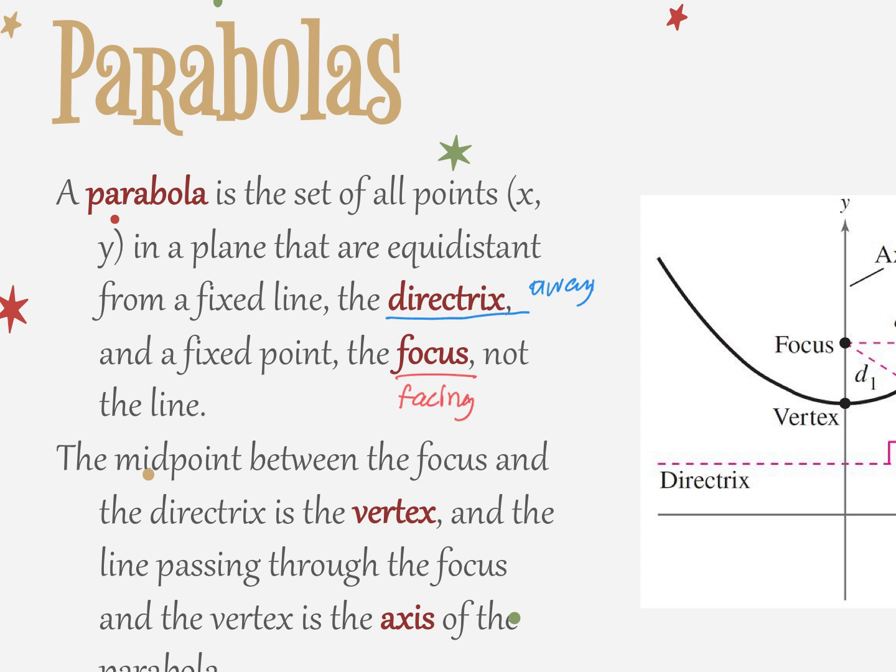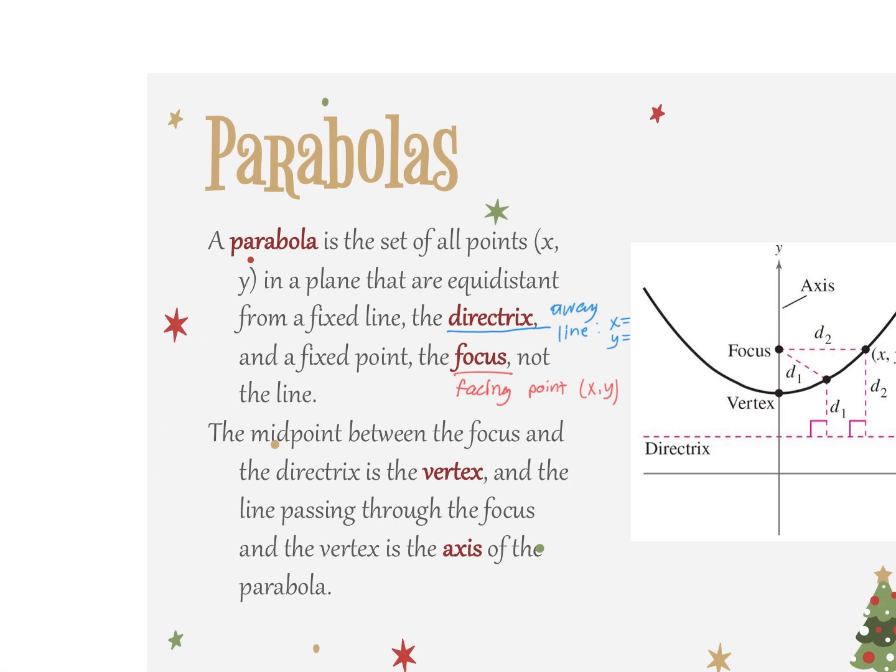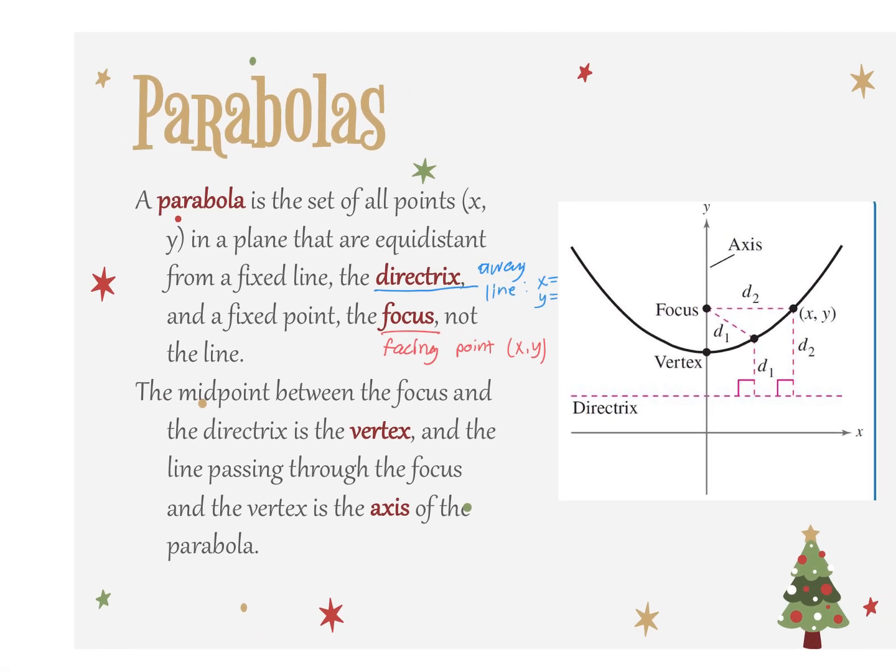Also note that the directrix is always going to be a line, right? So it's either going to be an x equals or a y equals equation. And then a focus is always going to be a point, like an xy point. Between the focus and the directrix is the vertex. You guys know what a vertex is, and you also know what an axis of symmetry is, right? We learned that in the beginning of chapter 3, so we just have some extra vocab in this lesson.